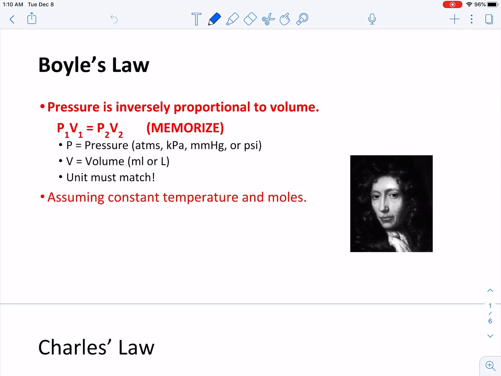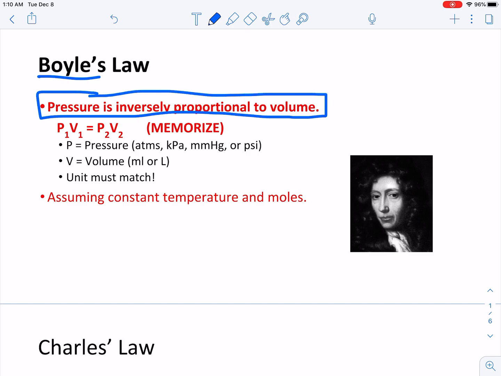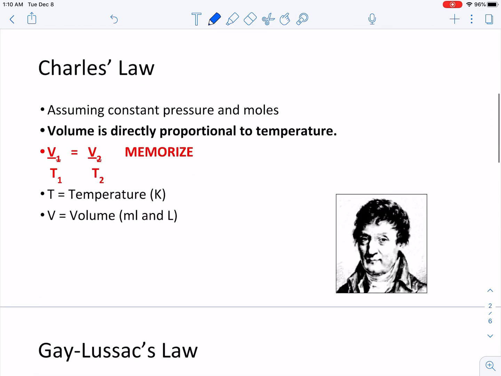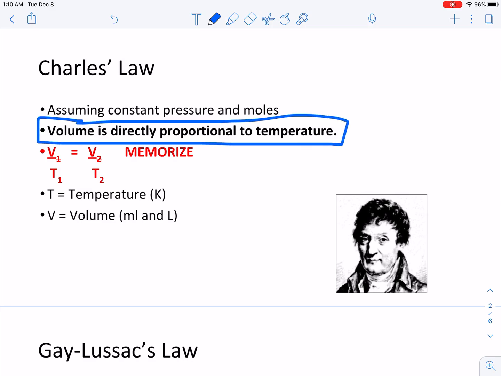Again, let's just make sure we're feeling good about the previous two. Boyle's law was looking at the relationship between pressure and volume. They are inversely proportional, meaning they will always do the opposite of each other. Charles' law was looking at volume of a gas and temperature of a gas and found that they are directly proportional. If you increase one, you increase the other. Temperature, remember, must always be in Kelvin.